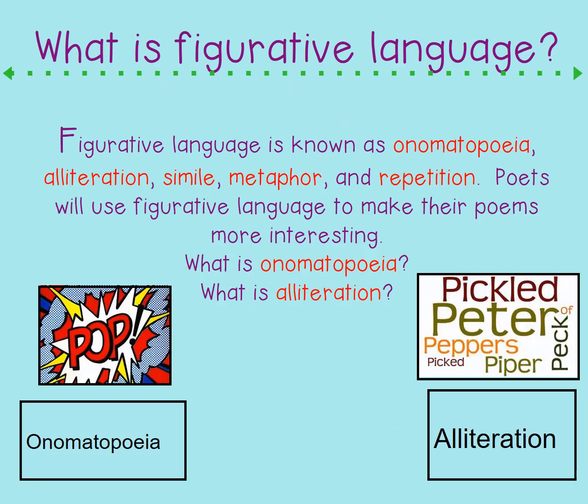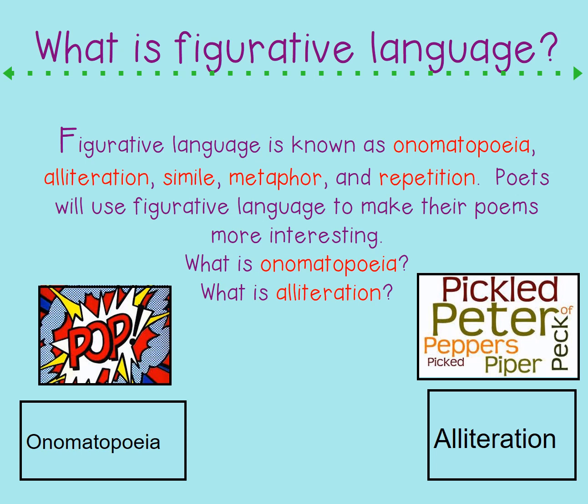So what is figurative language? Figurative language is known as onomatopoeia, alliteration, simile, metaphor, and repetition. We're going to focus on two of those figurative language vocab words today. Poets will use figurative language to make their poems more interesting. So today we're going to focus on what is onomatopoeia and what is alliteration. Onomatopoeia might be a new vocab word today, but last week you were introduced to the word alliteration.